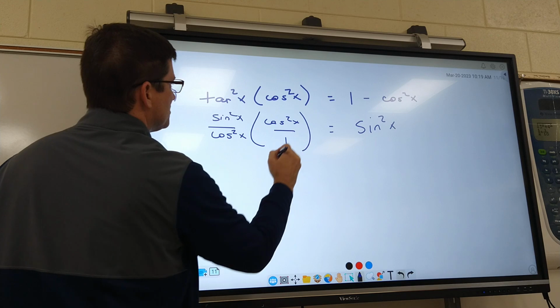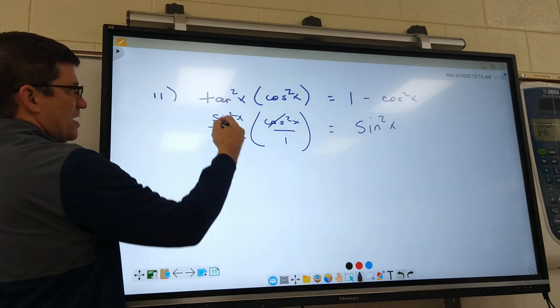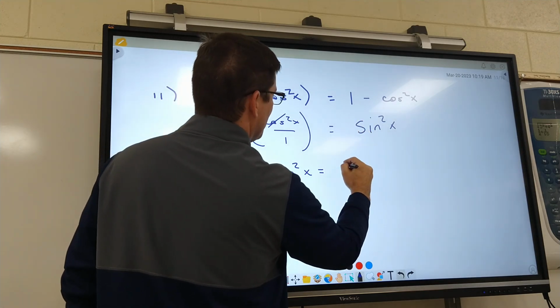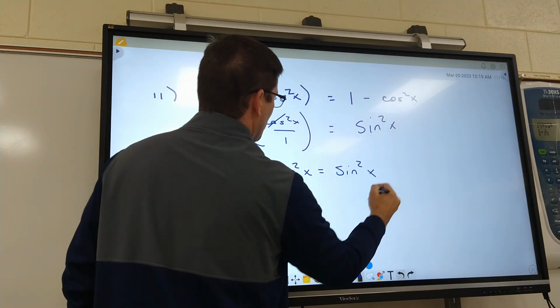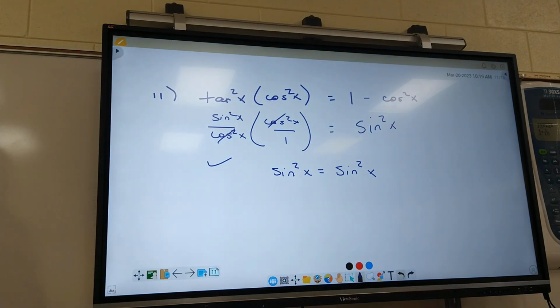All right, and so about now, y'all should see what's going to happen. What's going to cancel now? Cosine squared. So look, I got sine squared left on the right. On the left, I bring down my sine squared that I had on the right. I have shown that they're equal, so I can stop. When you show the left side is equal to the right side, you can stop.